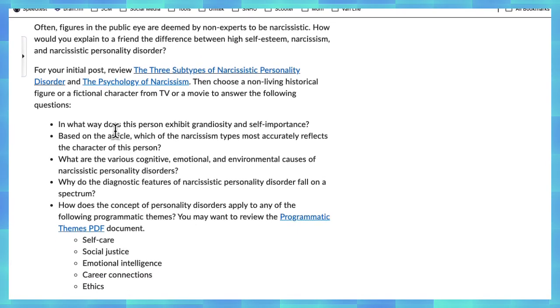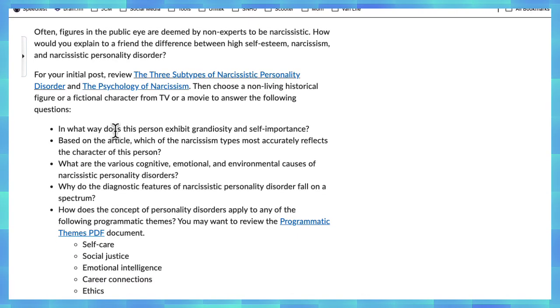We're going to talk about narcissism this week in the discussion board, and you can take this any way you want, but please keep it in the fictional range: TV characters, movie personalities, historical figures, something like this. We don't want to talk about classmates or people we know. We want to keep it to people that we don't know, but the open field beyond that. But we're going to talk about in what ways this person exhibits grandiosity or this self-importance.